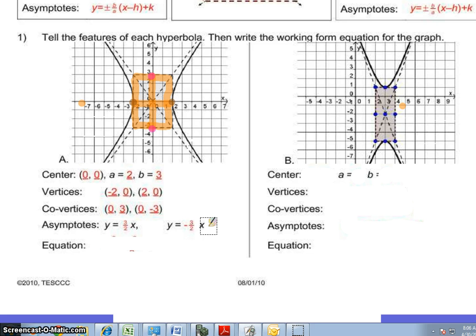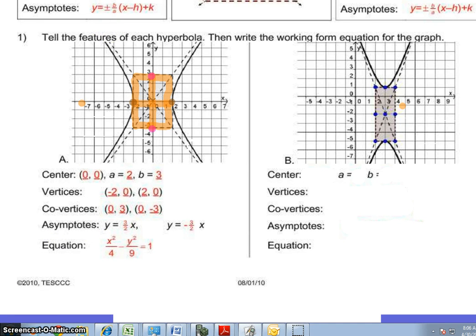So to find the equation, remember how the equation is. I'm going to have x minus h squared over a squared, and y minus k squared over b squared. So my equation would be x squared divided by 4 minus y squared divided by 9 equals 1. So take a moment and pause and see if you could do B. And remember, if you're not done, go ahead and pause the video here and you can see what you need to get.